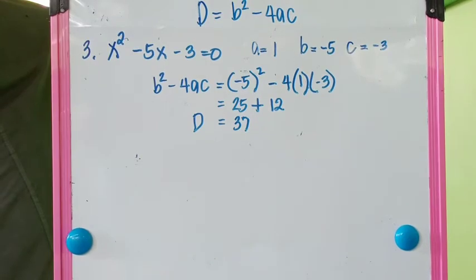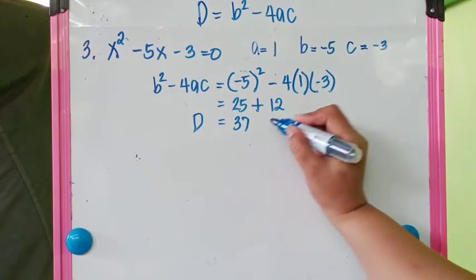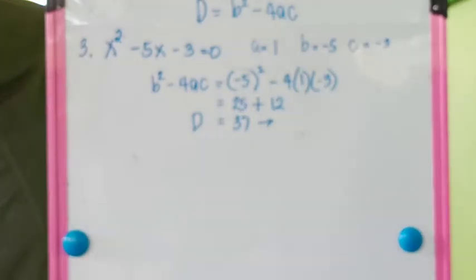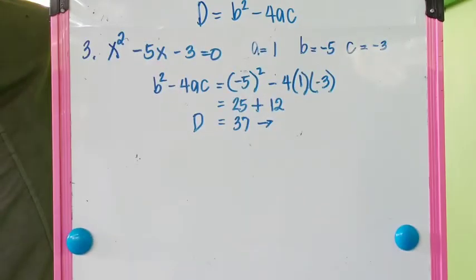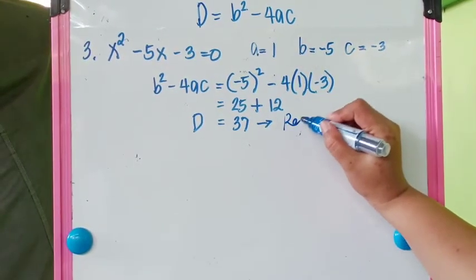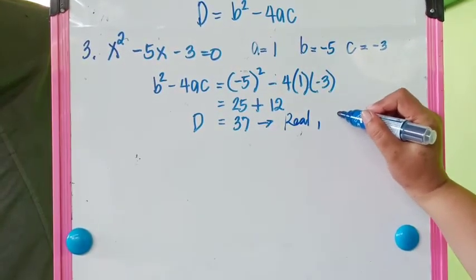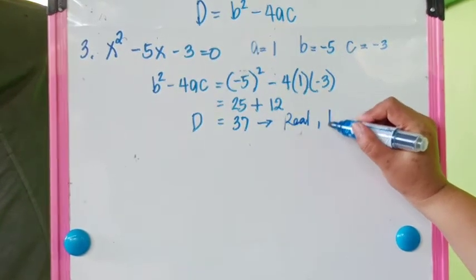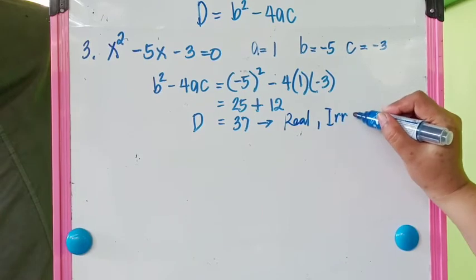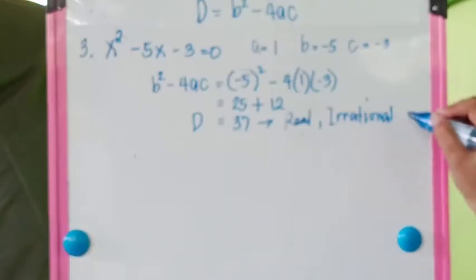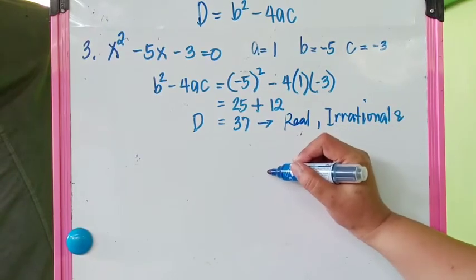37 is not a perfect square. So, meaning, if the discriminant is not a perfect square, then the nature of the roots are real, irrational, and unequal.